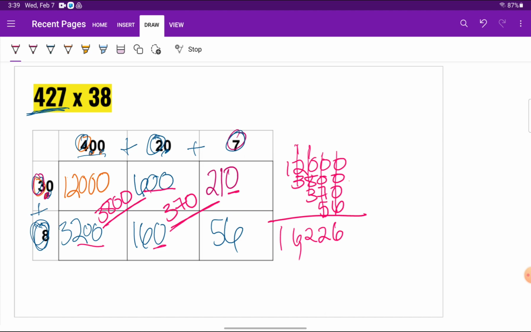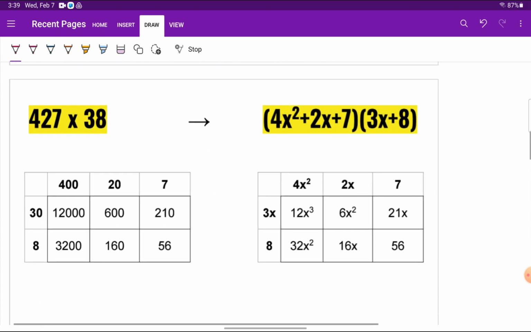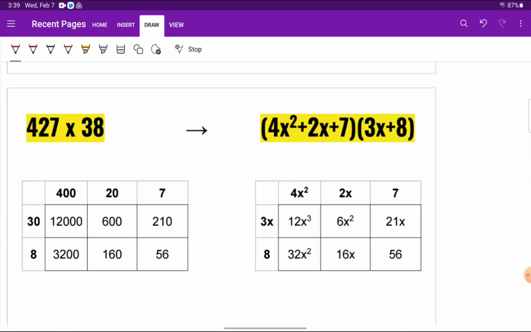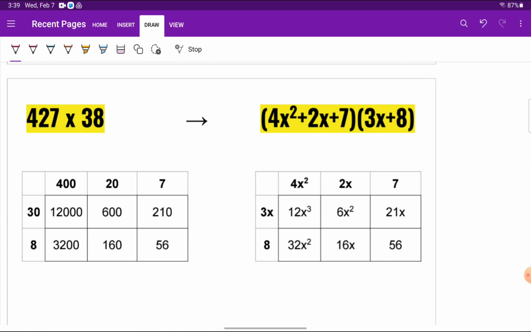It makes more sense than the standard algorithm. We're getting the same values that we're adding together. It's just a simplification of the process, right? It's more accessible. And the exact same thing is happening when we do it with polynomials, right?